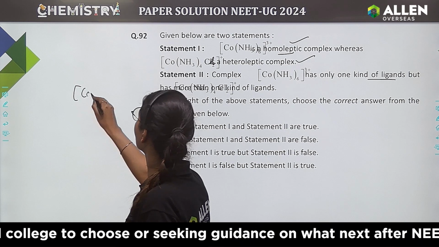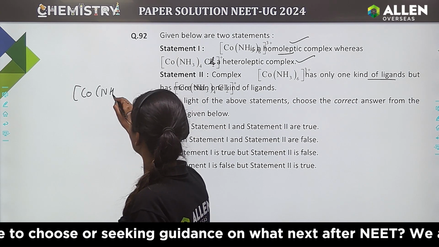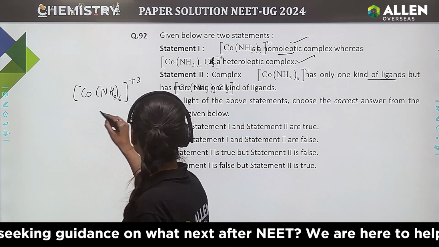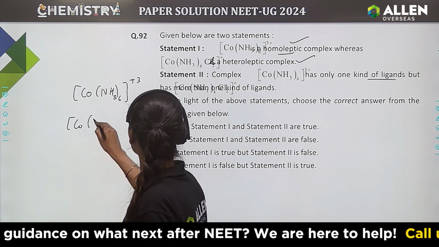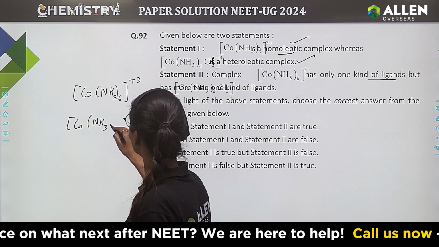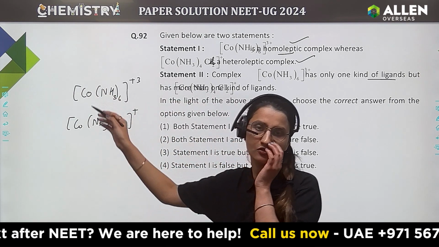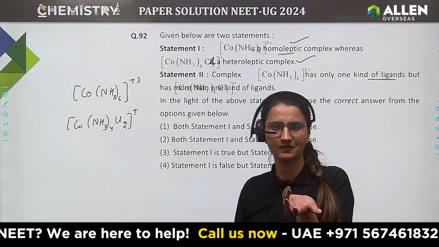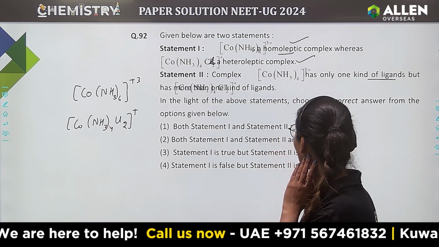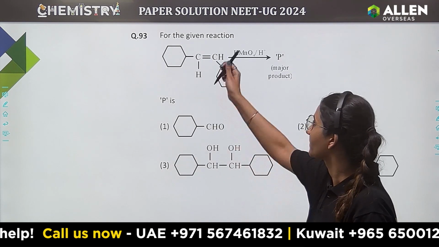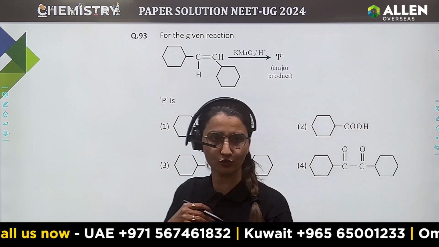If there is confusion, I'll rewrite this. Students, in one we have [Co(NH3)6]3+. In the other we have [Co(NH3)4Cl2]+. So the first is homo, then it is hetero, simple. Correct? So both statements are true. Next, students. Next we are on this 93rd question.